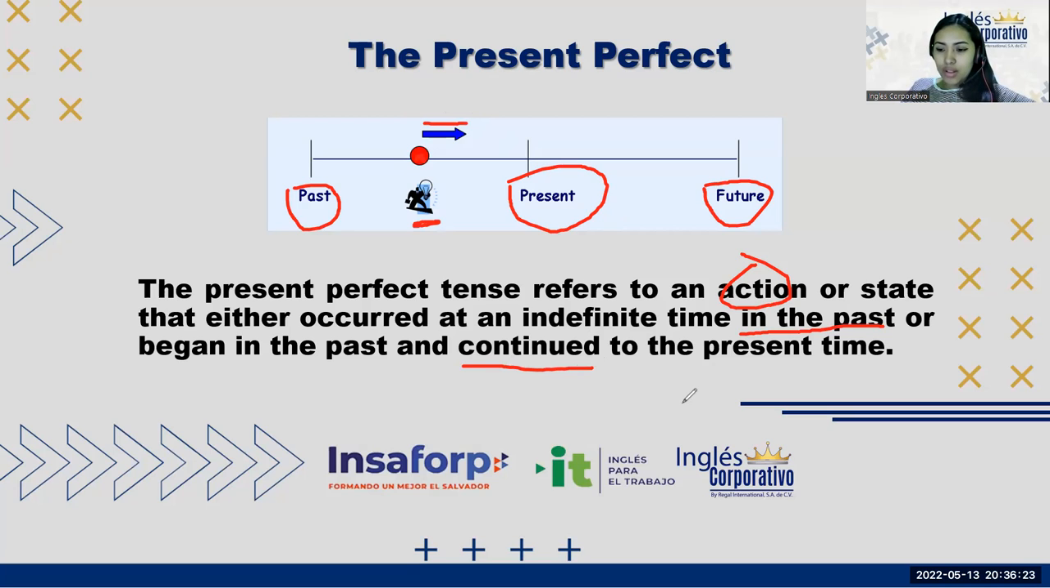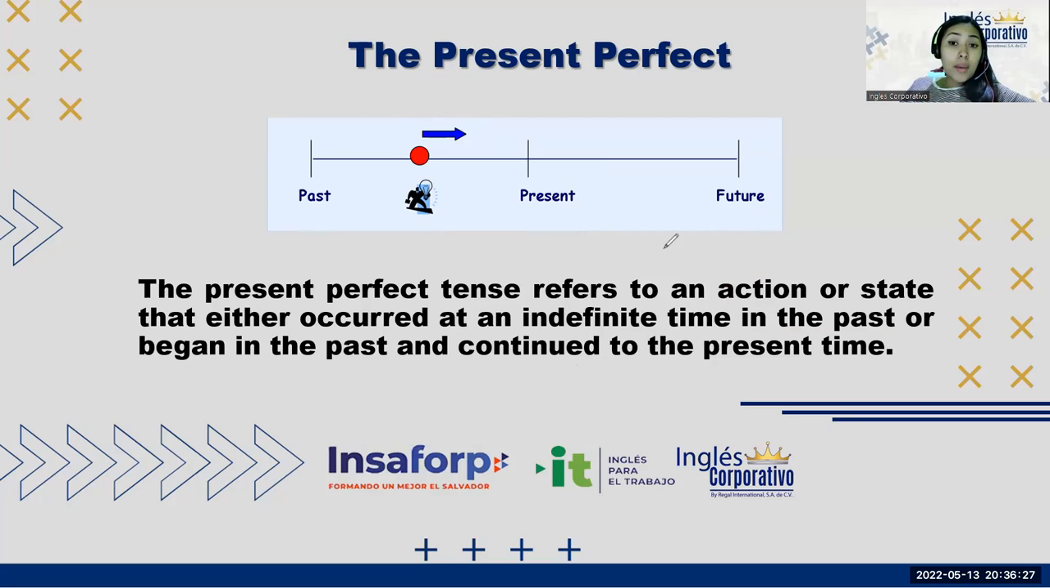yo ya comí, ya subo, ¿verdad? Ya no tiene importancia porque ya comí. Entonces, ¿qué pasa si yo digo, yo he comido sushi una vez en mi vida? ¿Ok? ¿Cuál es la diferencia de esas dos oraciones? Yo digo, yo comí sushi, ya estuvo.